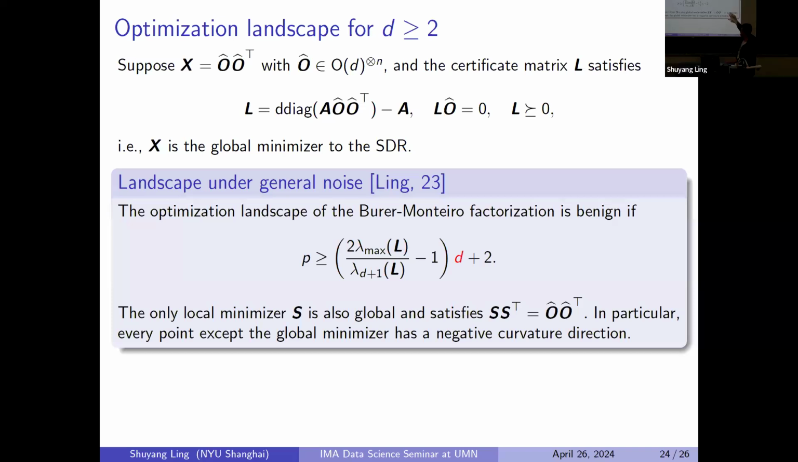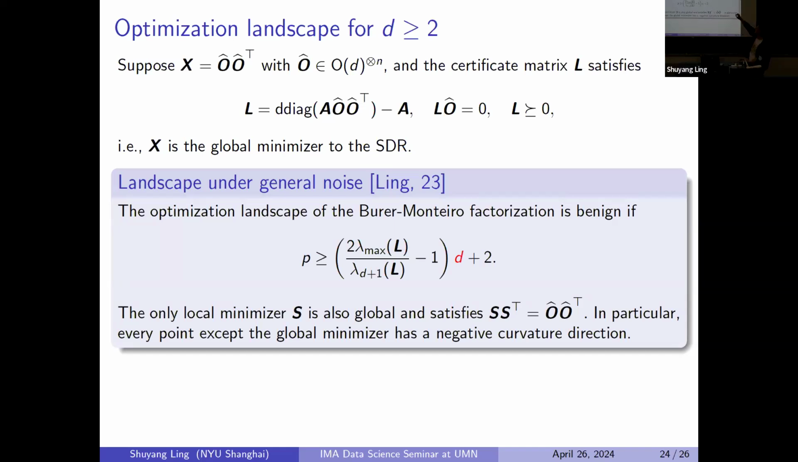Which means that, on the assumption that the SDP is tight, if P is chosen to be associated with this condition number of the Hessian, the landscape is benign. Okay. So you mentioned this general noise. It's purely deterministic.